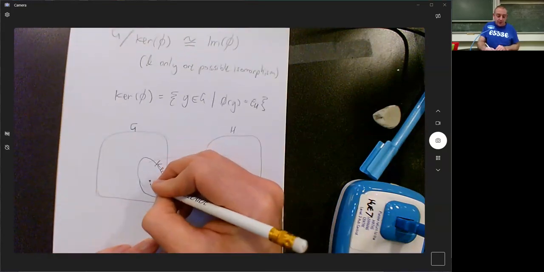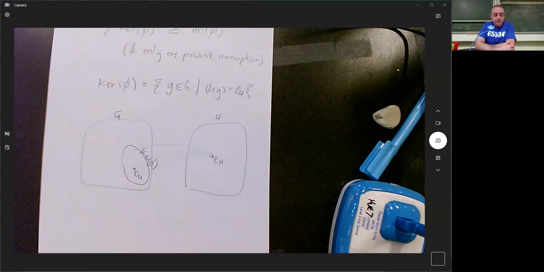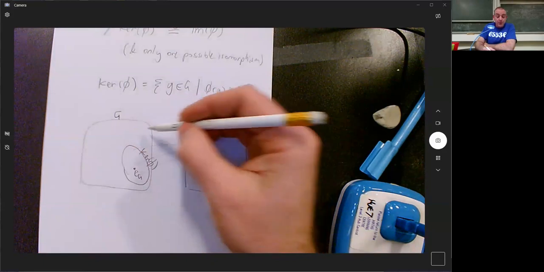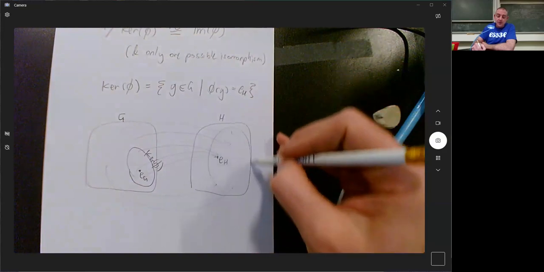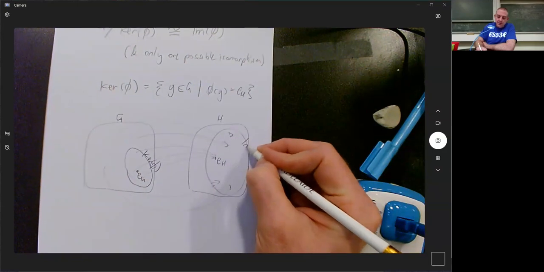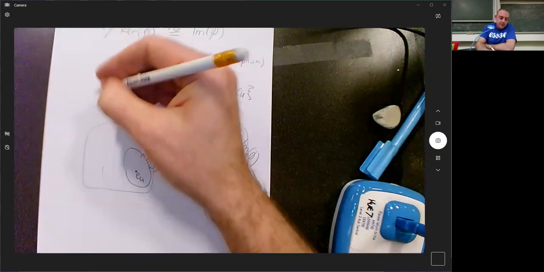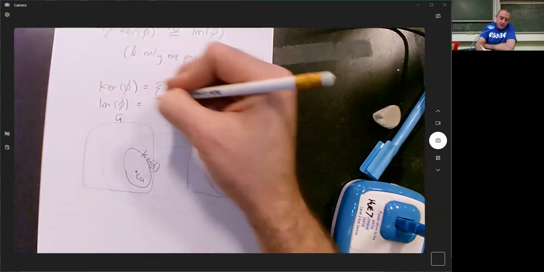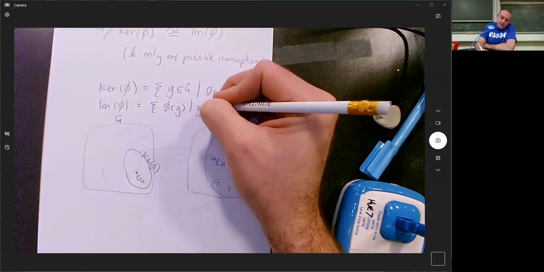And you are guaranteed for the kernel of phi to have the identity of G in it. And everything else in G will go somewhere. And when you collect together all of the things that come out of G, that is the image of phi. So the image of phi is the set of phi of g such that g is in G.